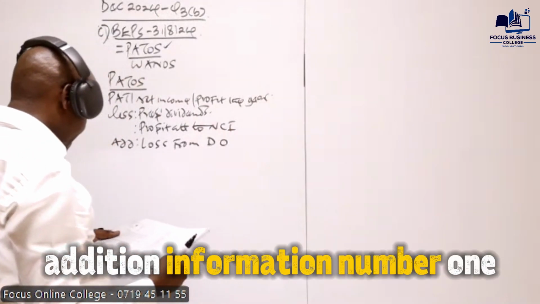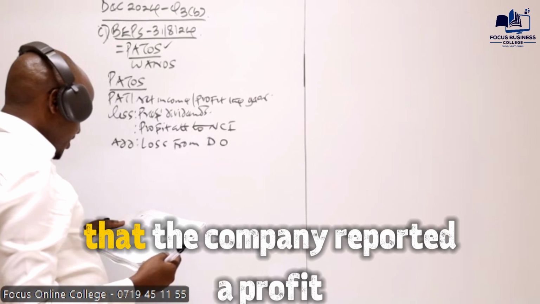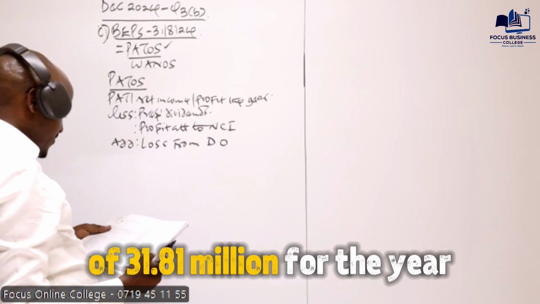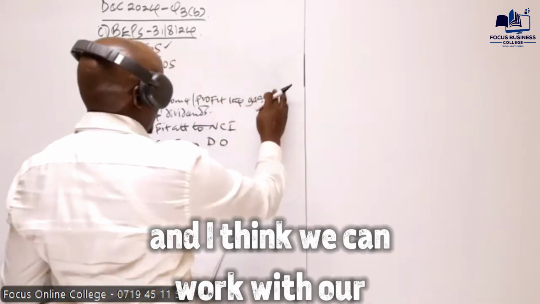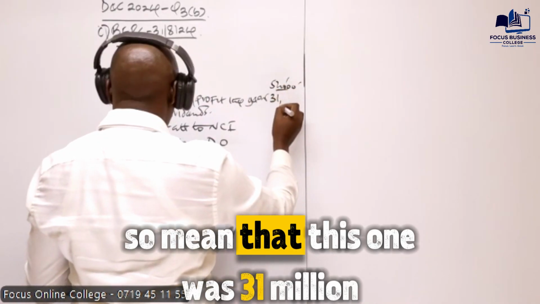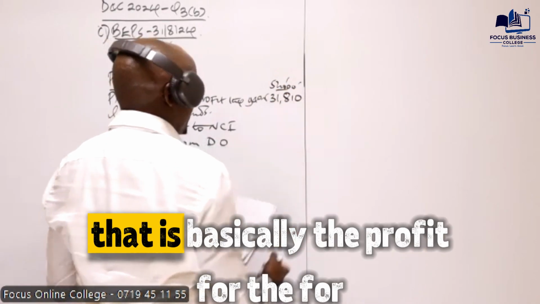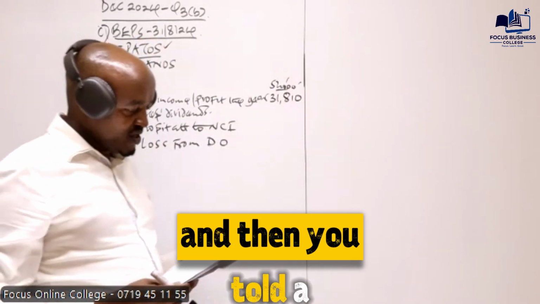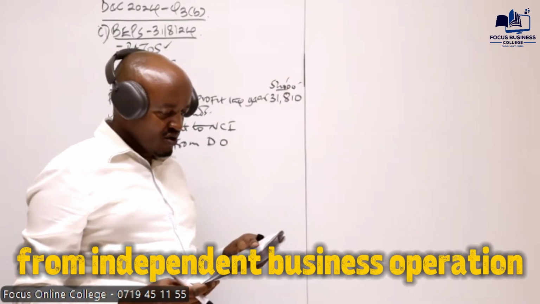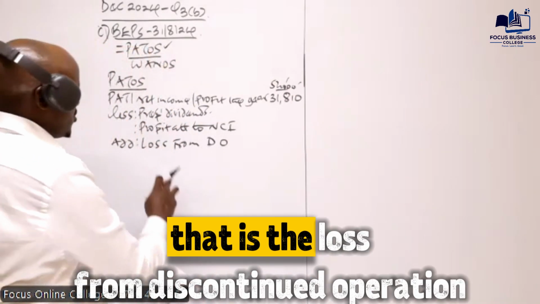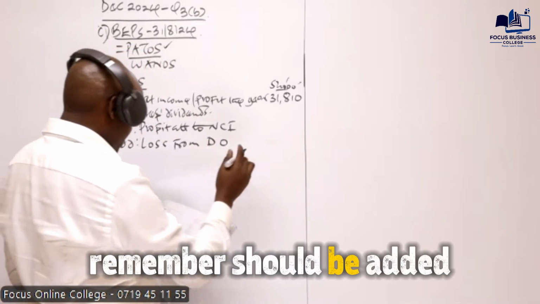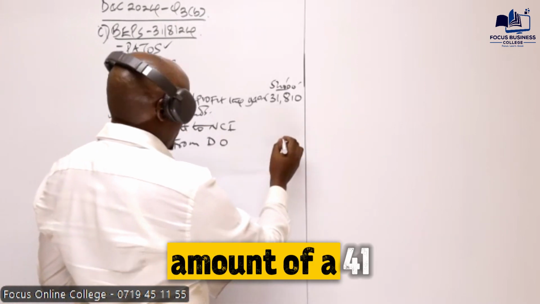Additional information number 1. And we are told in note number 1 that the company reported a profit of 31.81 million for the year. That is the profit for the year in other terms. And I think we can work with our figures in thousands of shillings. So this one was 31,810,000. That is basically the profit for the year. And then you're told which included a loss of 4,060,000 from a business operation which was discontinued. That is the loss from discontinued operation. That loss from discontinued operation, remember, should be added. That's what we said.